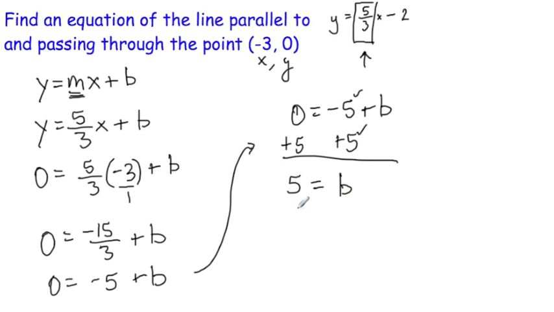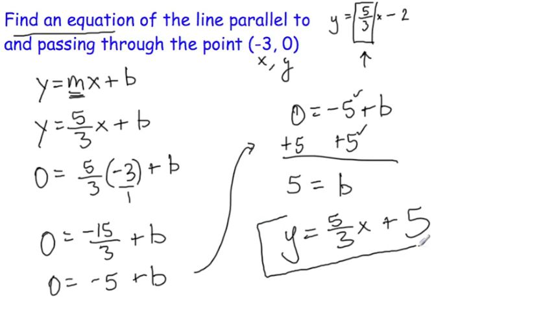Now, here's what I noticed today in school, and today's Monday when I'm making this video. I noticed that a lot of people stopped right there. It did not say to find b. It did not say to find the y-intercept. That's not what it said. It said find an equation, so we need to write out the equation. y equals 5/3 x plus 5. This is our answer. That's the equation that we're looking for.